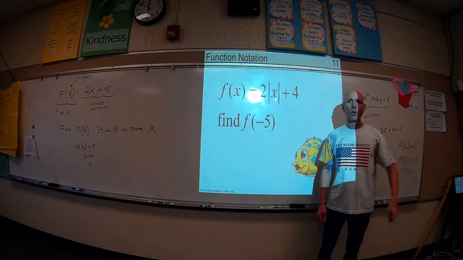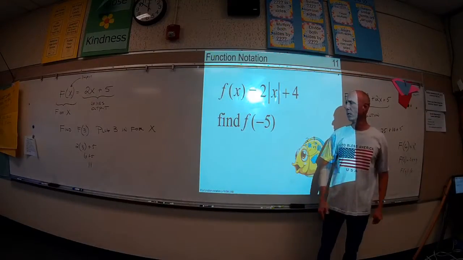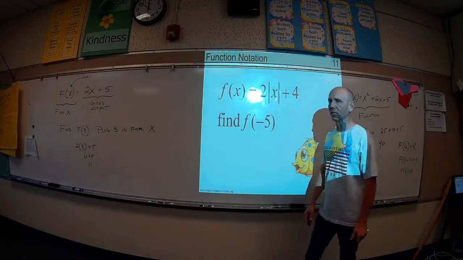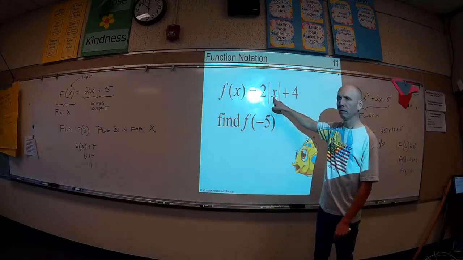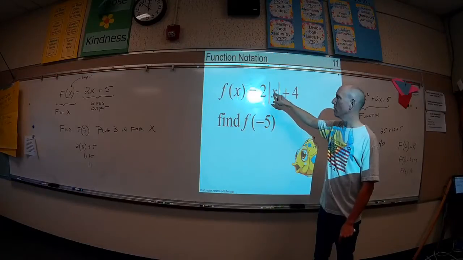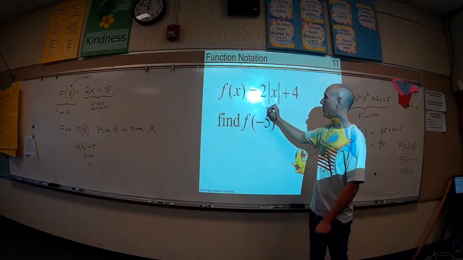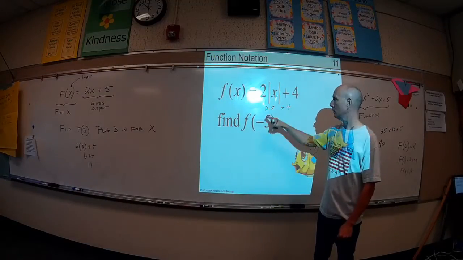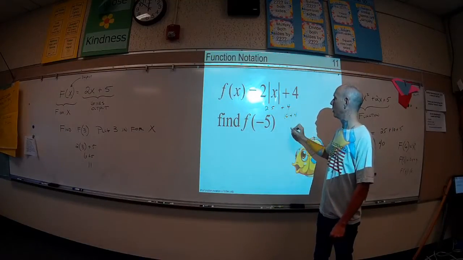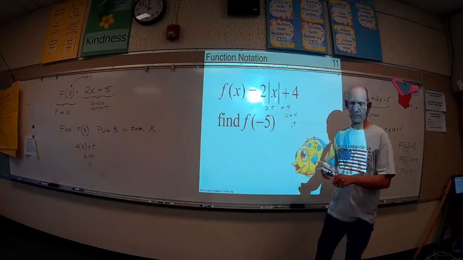Yes, yes. Walk me through it, Bradley. You put the -5 in the absolute value spot and it turns into a positive 5. So now I have 2 times 5 plus 4. Then you get 10 plus 4, and it's 14.